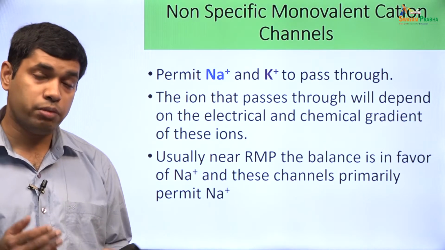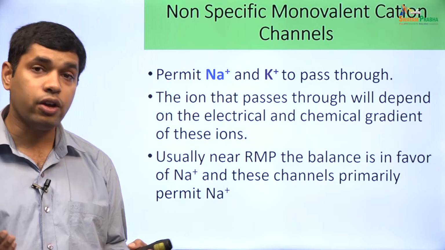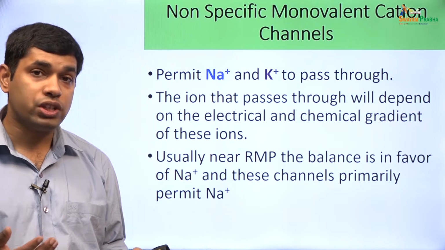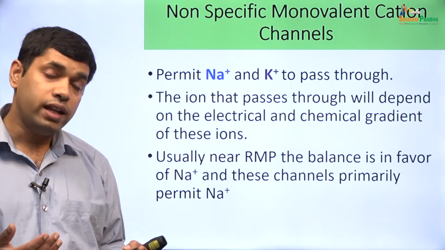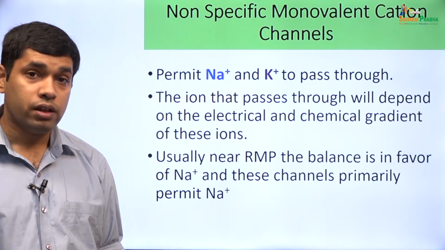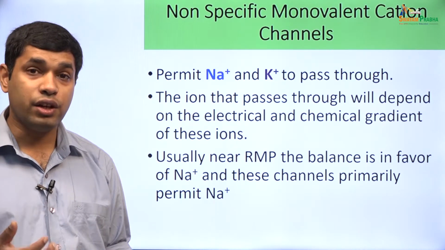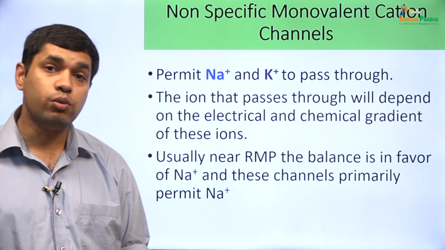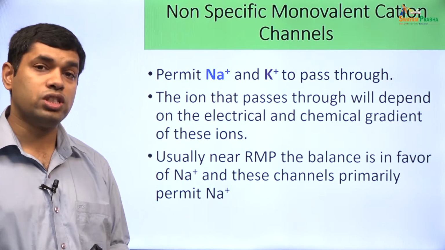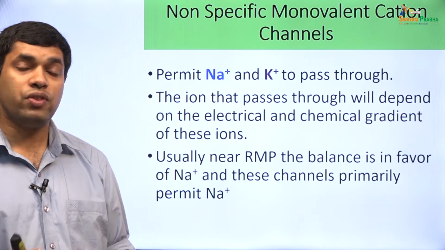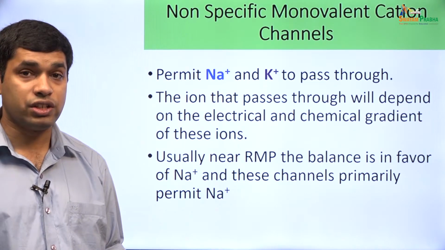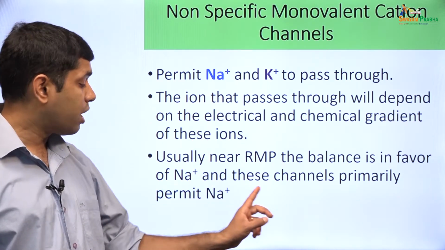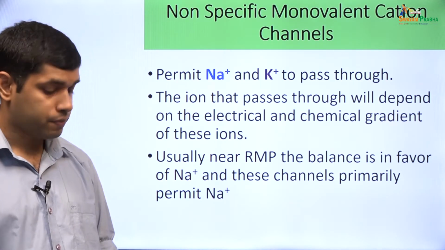Now you can ask this question, if you permit sodium and potassium to pass through, which ion would pass through? Would it be sodium or would it be potassium? When you consider the equilibrium potentials for sodium and potassium, when these channels open near the RMP, the balance of the electrical and chemical gradients heavily favors sodium entry, and this will be discussed when we talk about the equilibrium potentials. So by and large, these non-specific monovalent cation channels, because of the electrochemical gradients of sodium and potassium, and because these favor sodium, most of these near the RMP primarily permit sodium entry into the cell.